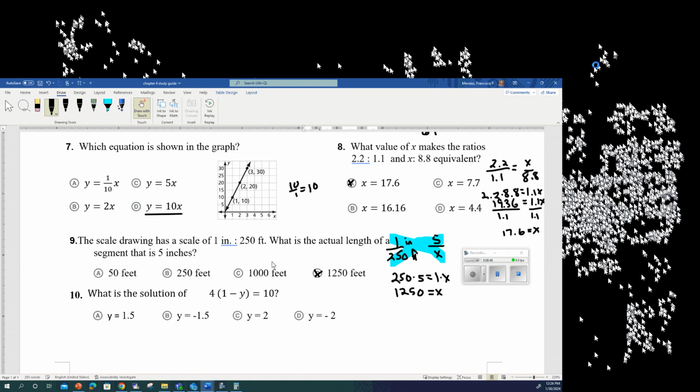Last one, what is the solution to this problem? 4 times 1 is 4. 4 times negative y is negative 4y. That equals 10. I'm going to subtract 4 from both sides. That gives me negative 4y equals 6. I'm going to divide by negative 4 to get y by itself, which means I'll divide by negative 4 here. That'll give me negative 1.5. And that will be P.